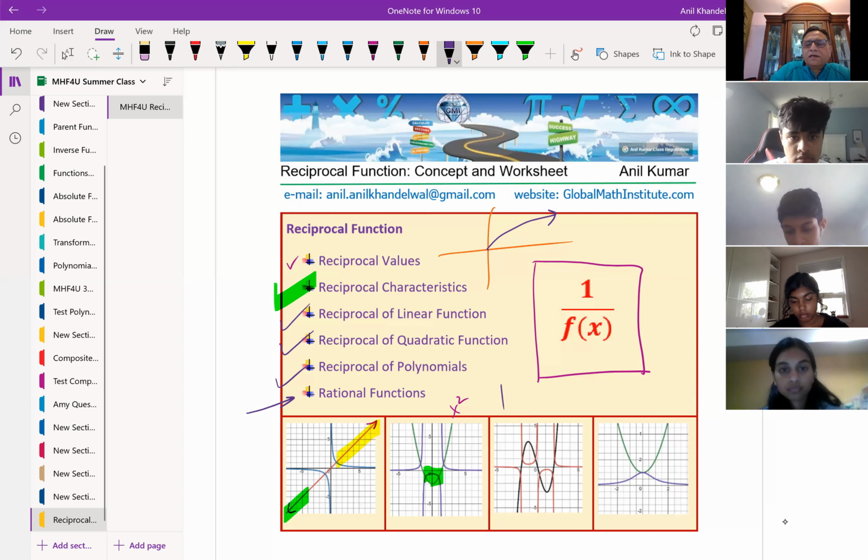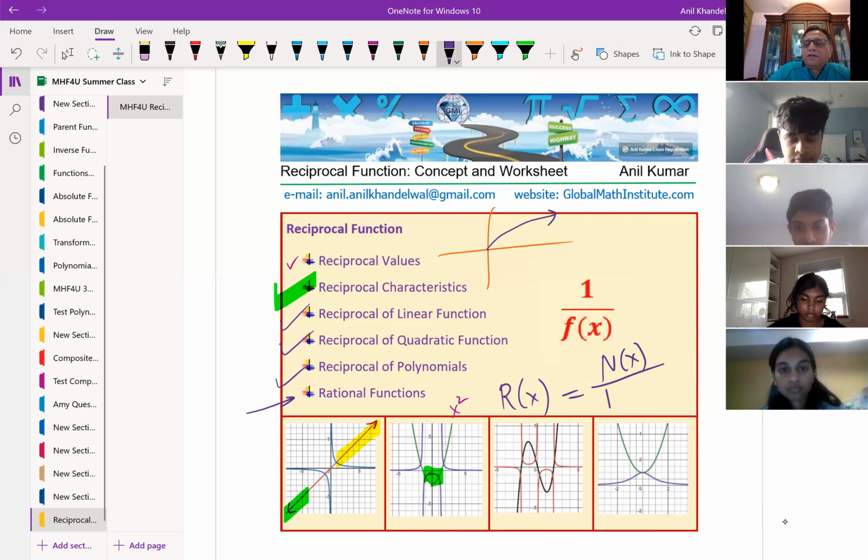A rational function, let's say r of x, is a quotient of polynomials. So we have a polynomial in the numerator, and in the denominator also we have a polynomial. That makes it a rational function. And of course, the denominator is never equal to 0, correct? You cannot divide by 0. So those will be the restrictions in the domain from the polynomial in the denominator. Perfect.